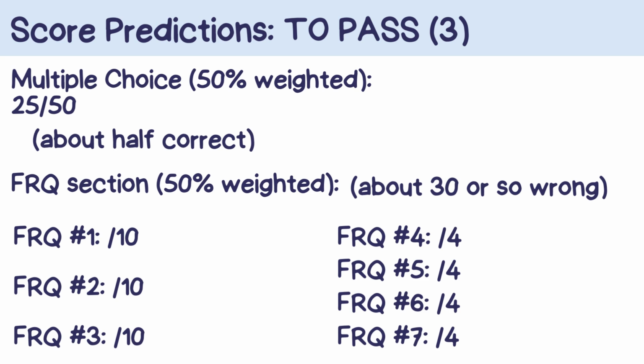Here are some of my score predictions and what I think you might need to get in order to pass with a 3. And this is the score prediction for a 4 or 5. Just a quick note that these are not the official score predictions from the AP College Board. These are my own guesses as to what it could be.